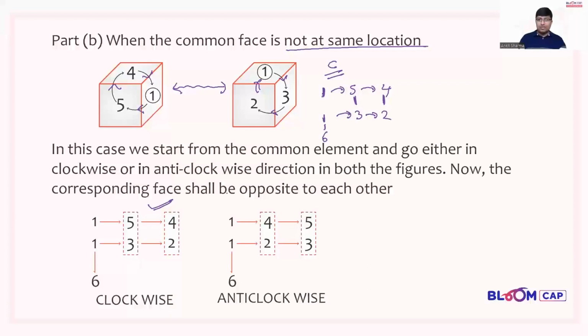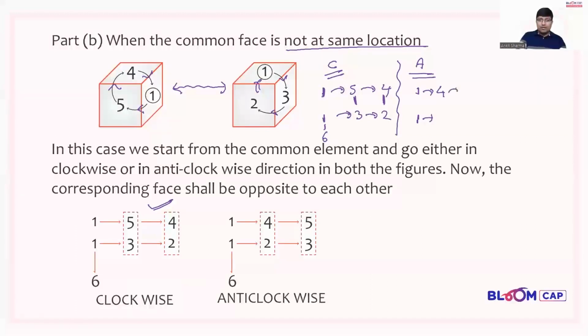Now if one chooses that no, I have to go in anti-clockwise direction, then you do not have to worry. There is no need to panic. See, if you choose to go in anti-clockwise direction, you have to start from the common element only, that is 1. Now if you go in anti-clockwise direction from 1, so from 1, 4 and then 5, anti-clockwise.